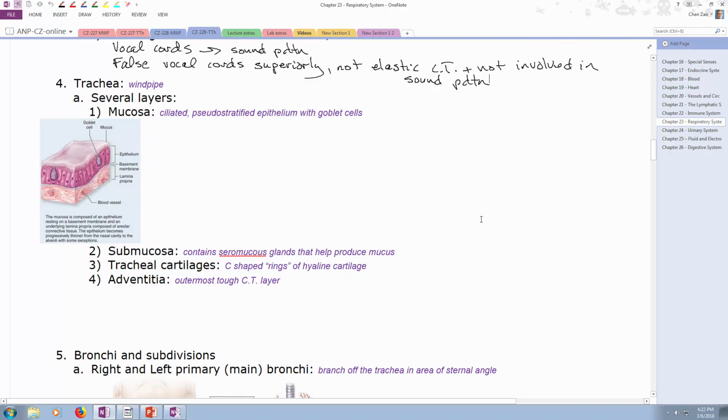Looking at the notes here, it says mucosa: ciliated, pseudostratified, columnar epithelium with goblet cells. And then the submucosa has seromucous glands, so serous watery fluid as well as mucus fluid, and they are what actually produce the bulk of the mucus. Our submucosal glands will do that.